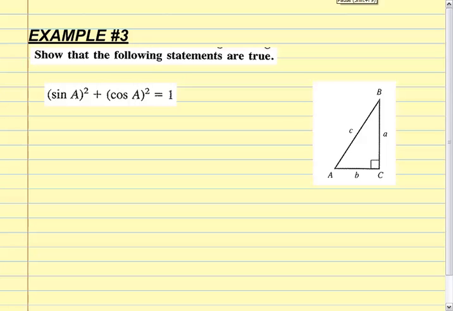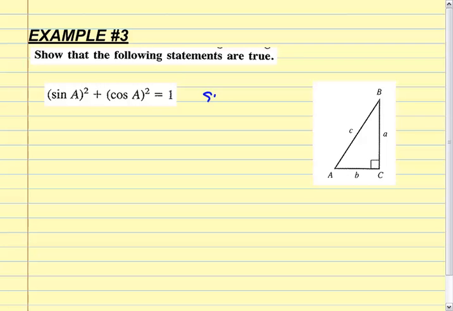All right, guys, example number 3. It says, show that the following statements are true. Well, we just have one statement that we're going to do in this example. It says, show that the sine of A squared plus the cosine of A squared equals 1. Okay. Well, I don't have any numbers. Well, let's relax for a moment.